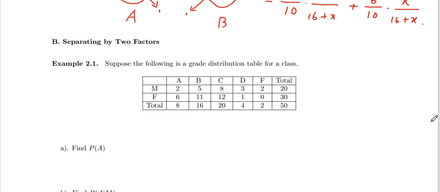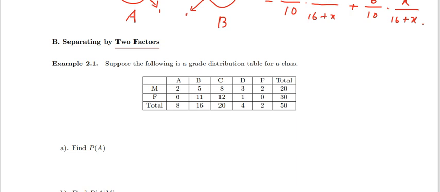So we can also split all by two factors. A typical example is that we split all students by male or female, and also by their grades. So here we have two factors.